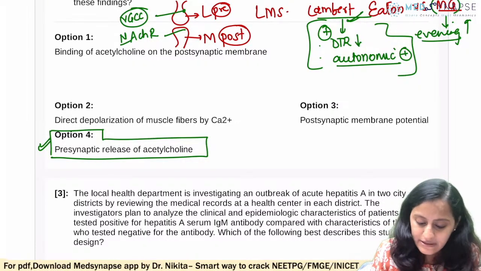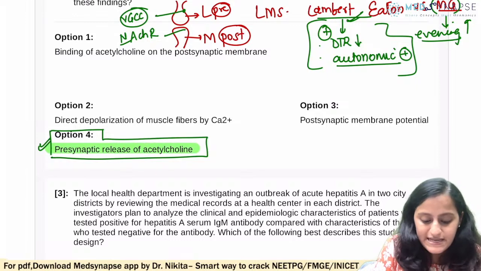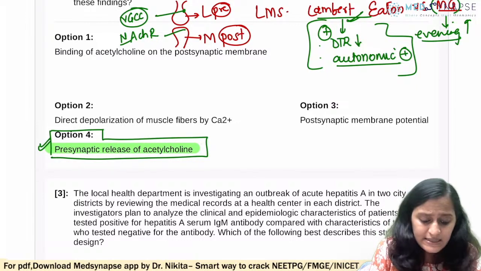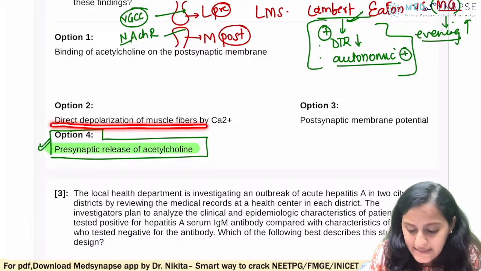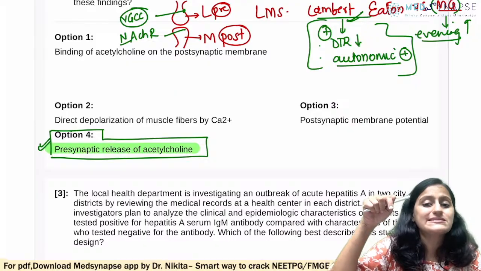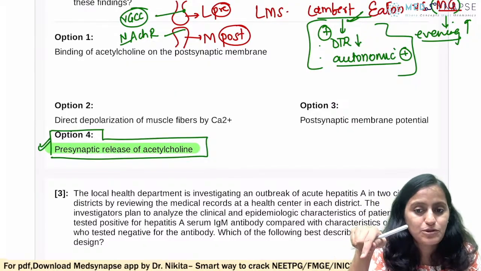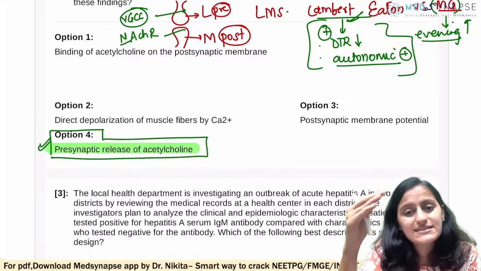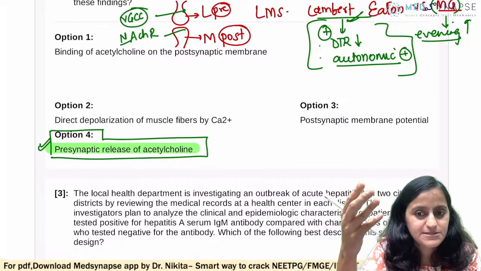Is this clear with everyone? It is the presynaptic release of acetylcholine which is affected here. It is not the direct depolarization of muscle fibers by calcium. Calcium does not cause direct depolarization of the muscle. It is the nerve action potential, excitation, contraction coupling which takes place, right?